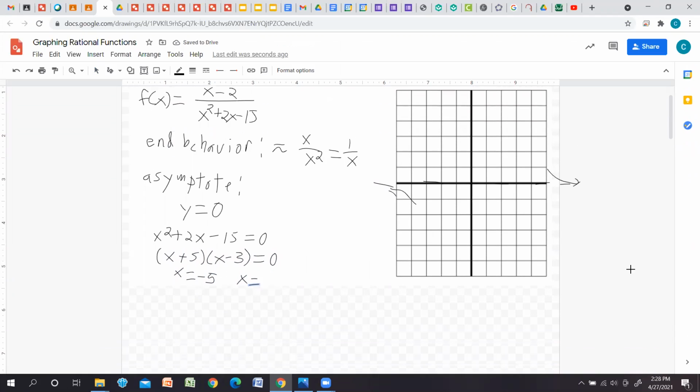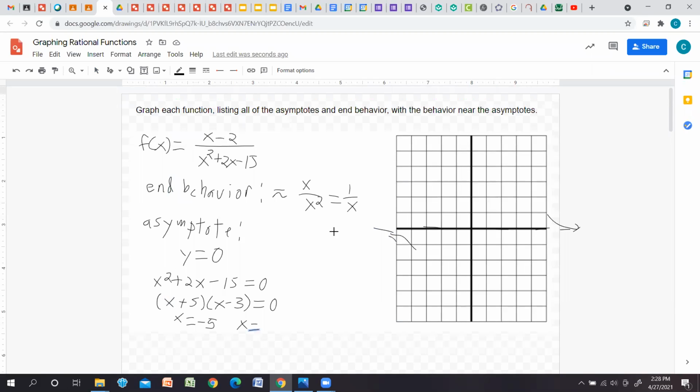And let's see. Negative 5, 1, 2, 3, 4, 5. It's actually over here. And 3. Since this comes from the positive side, we know this goes up here. And on the negative side, we know this comes from this side. So it goes up to infinity on the negative side and on the positive side.